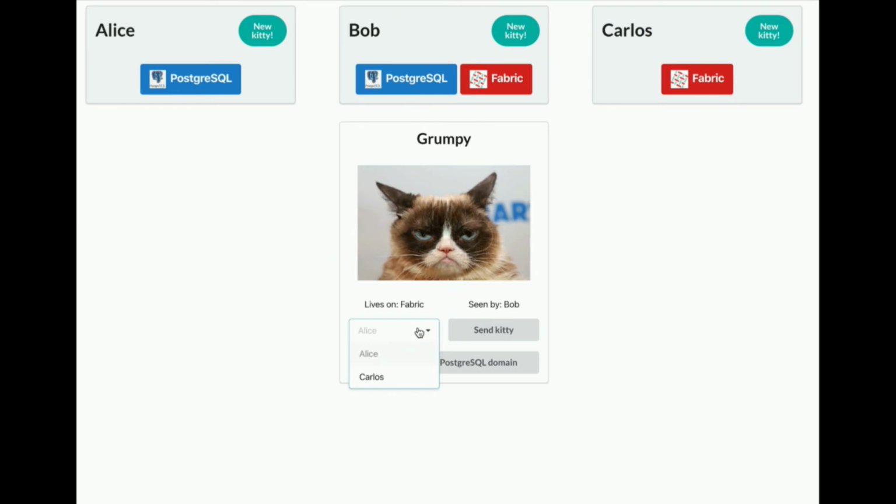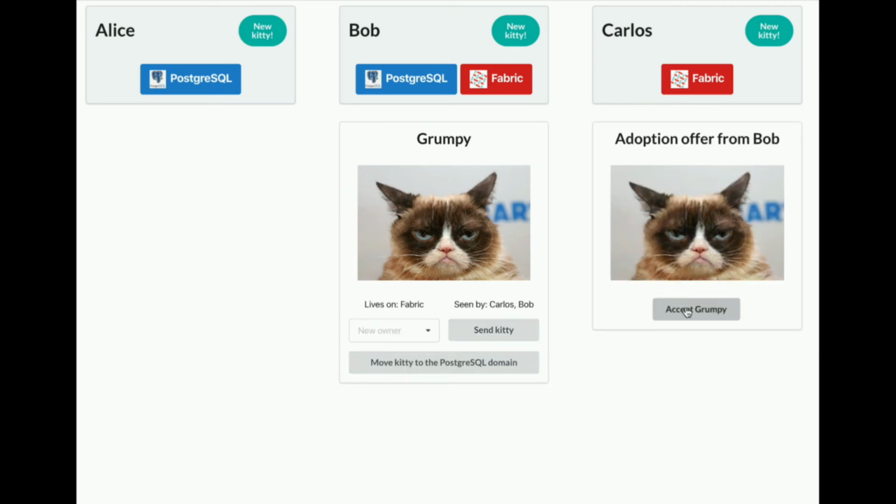And now the kitty's on Fabric, so Bob can now send it to Carlos, but wouldn't be able to send it back to Alice unless he moved it back. So he sends the kitty over to Carlos, and it takes a moment, and then Carlos says, that's a great kitty, and accepts the offer from Bob.